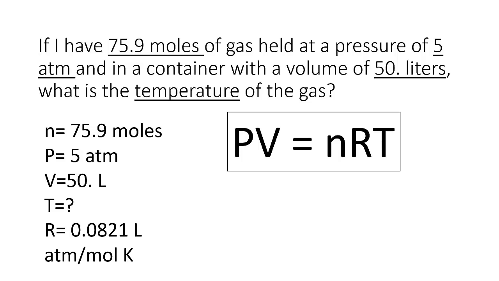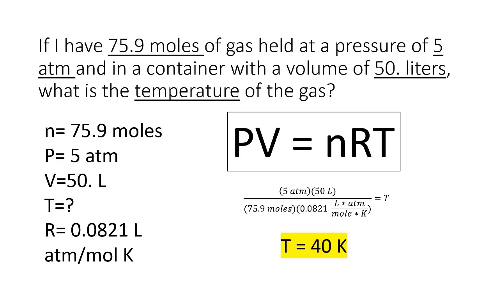So now that you know all of these variables, you can plug them in and you can solve for your temperature. By doing this, you'll take your n and your R, divide both sides by n and R, which makes it PV divided by nR equals T. And then you plug that in your calculator, making sure you go 5 times 50 divided by 75.9, enter, divided by 0.0821. That's how I do it, just to make sure that you are using order of operations correctly. And you get a final temperature of 40 Kelvin.